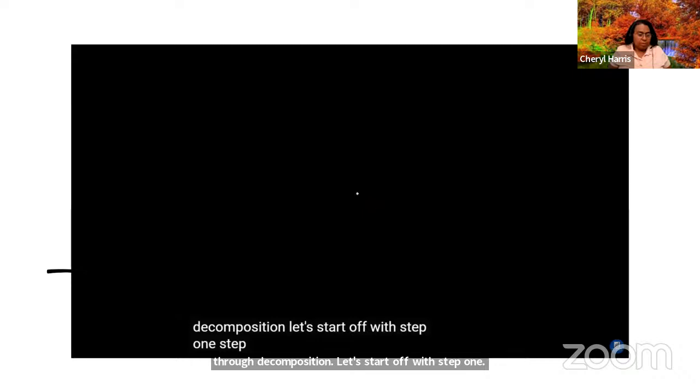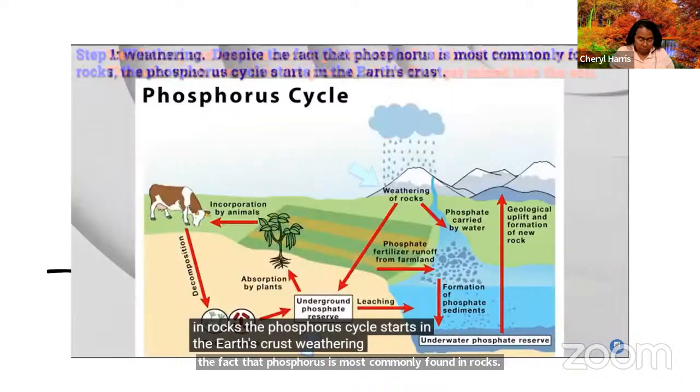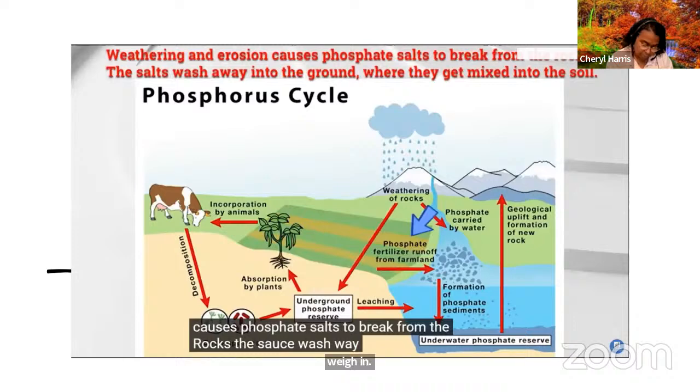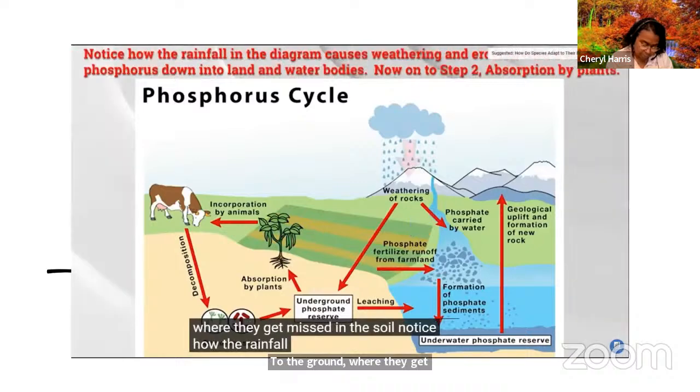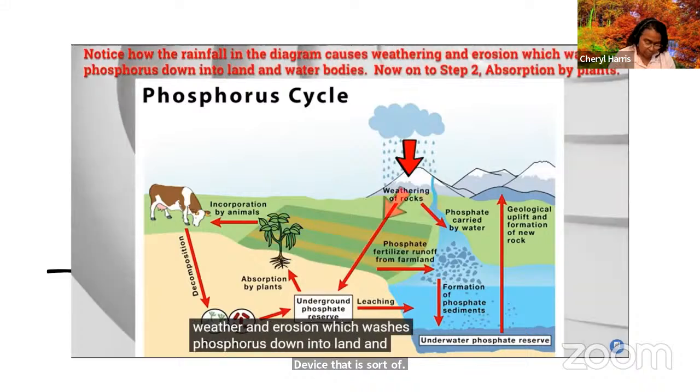Step 1. Weathering. Despite the fact that phosphorus is most commonly found in rocks, the phosphorus cycle starts in the Earth's crust. Weathering and erosion causes phosphate salts to break from the rocks. The salts wash away into the ground, where they get mixed in the soil. Notice how the rainfall in the diagram causes weathering and erosion, which washes phosphorus down into land and water bodies. Now on to step 2.